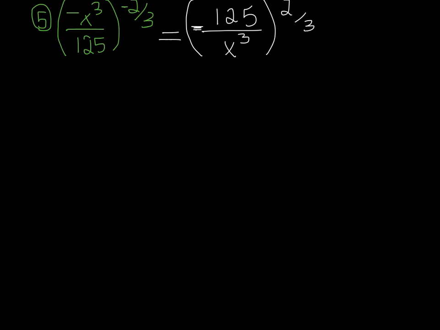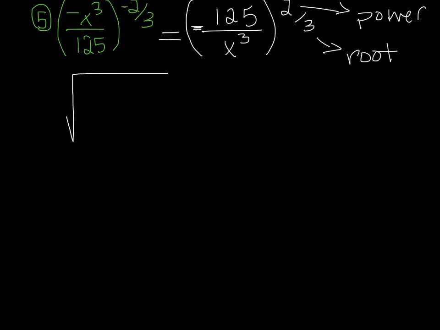Now we have to get rid of that fractional exponent. Now I don't know if you remember that we have power over root. I hope you remember anyway. So we've got power over root. So what we're going to do now is we are going to take the cube root of negative 125 over x cubed. Okay? And then after we take the cube root, we'll deal with that first, but then we're going to square it. All right, so what we're going to do is we're going to take the cube root.